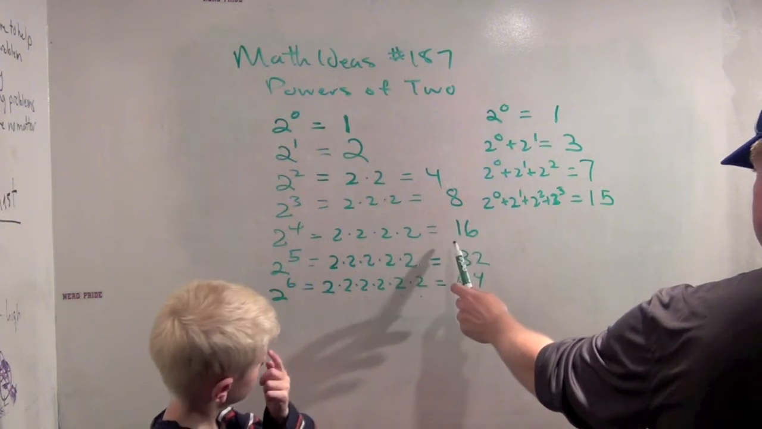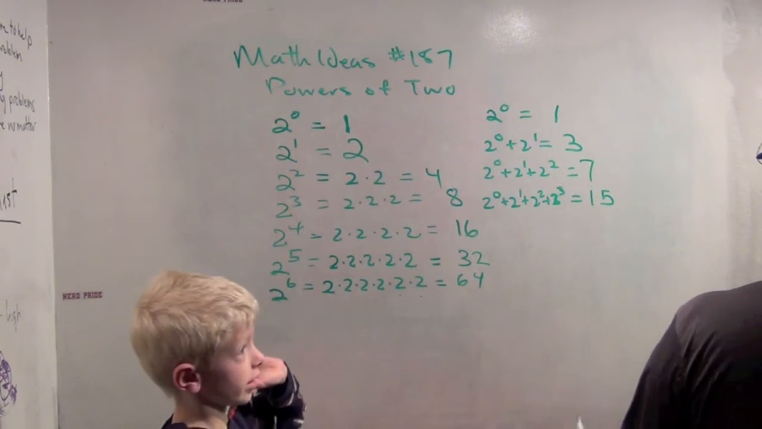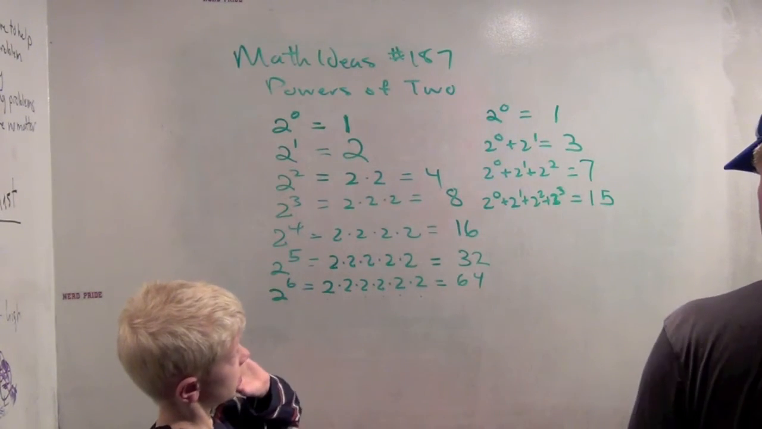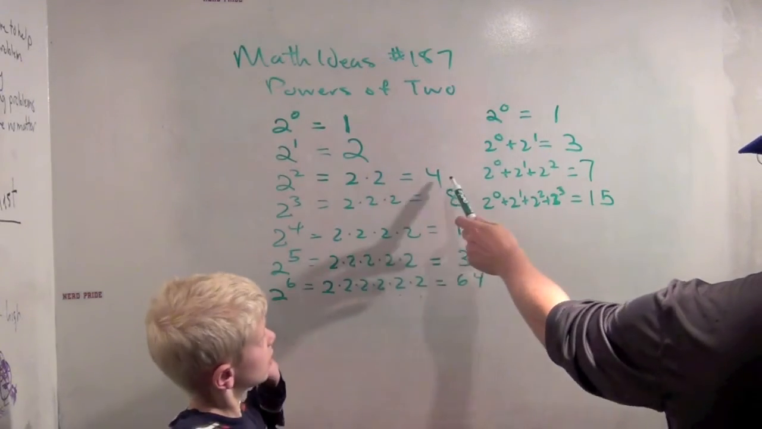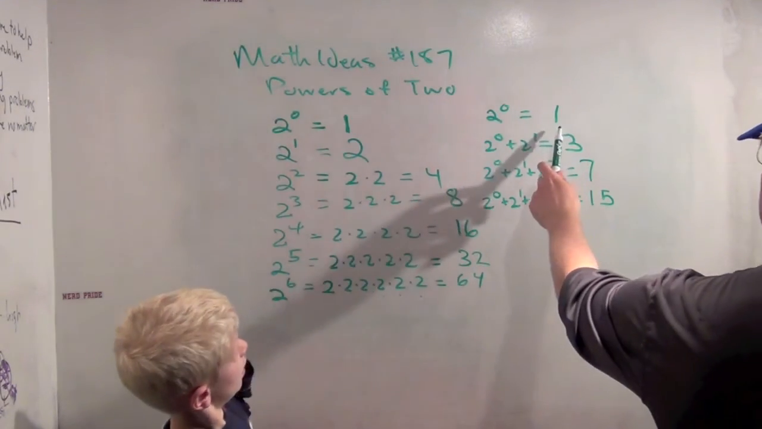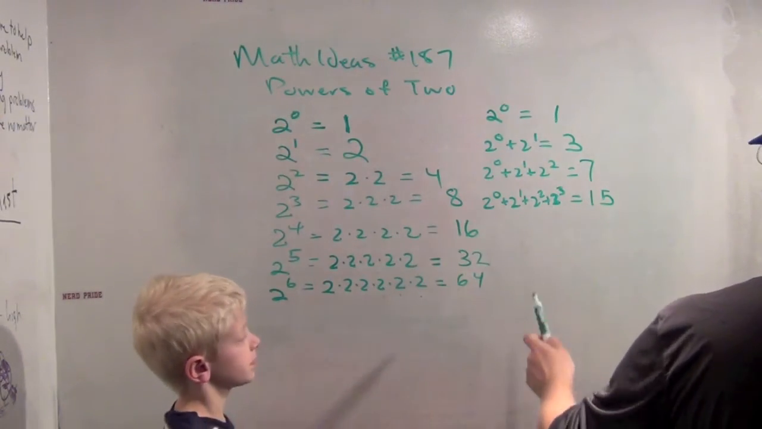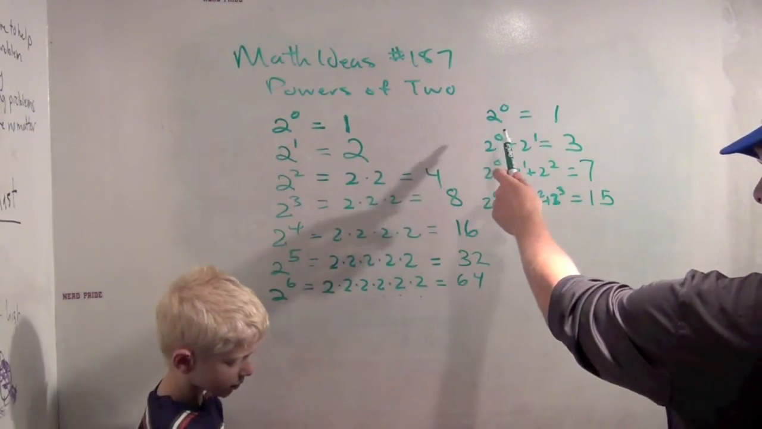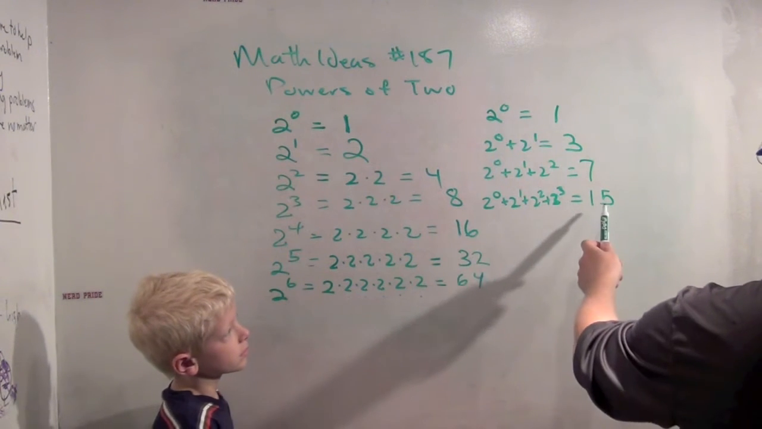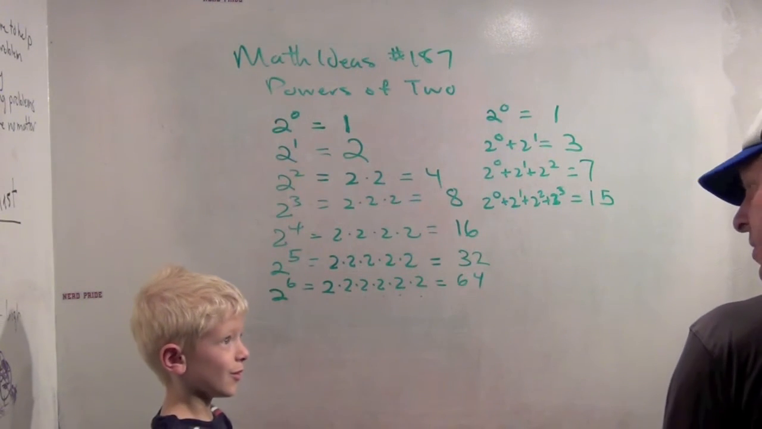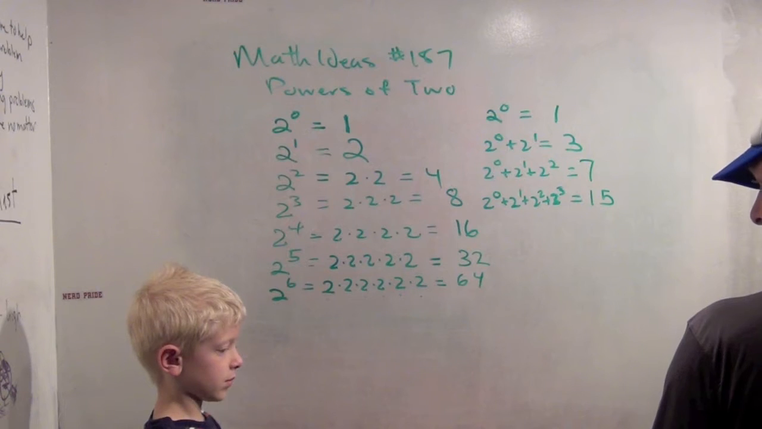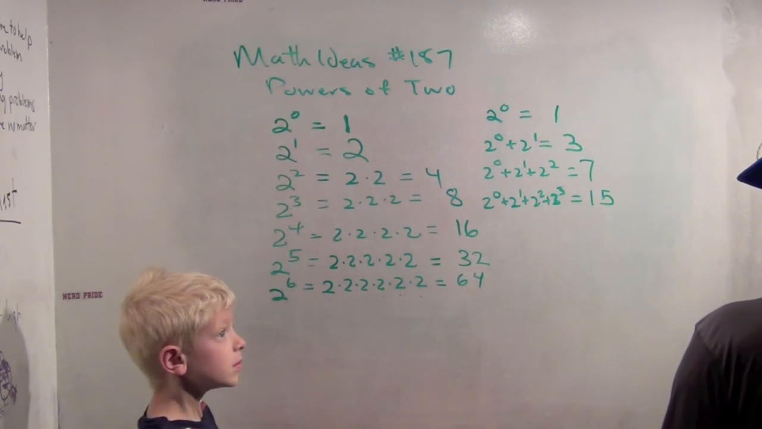What number over here is close to 15? 16. What number over here is close to 7? 8. What number over here is close to 3? 4. What number over here is close to 1? 2. But this is interesting. When you add up powers of 2, starting at 2 to the 0, you get 1 less than another power of 2. Powers of 2 have pretty interesting properties. Did you know about that?